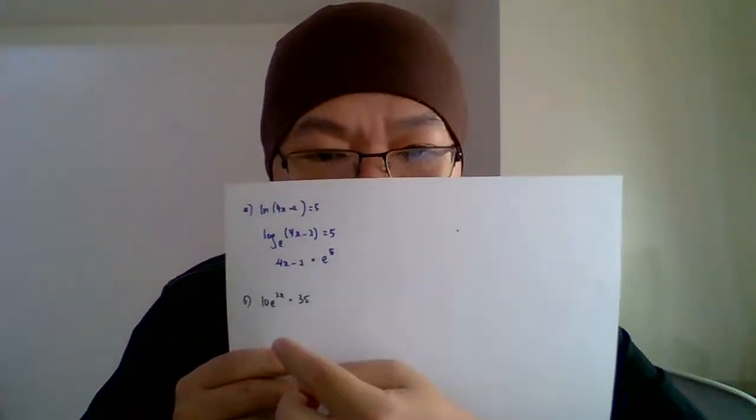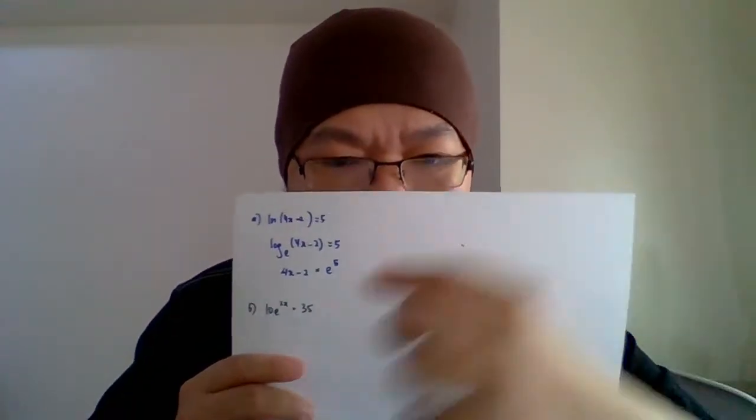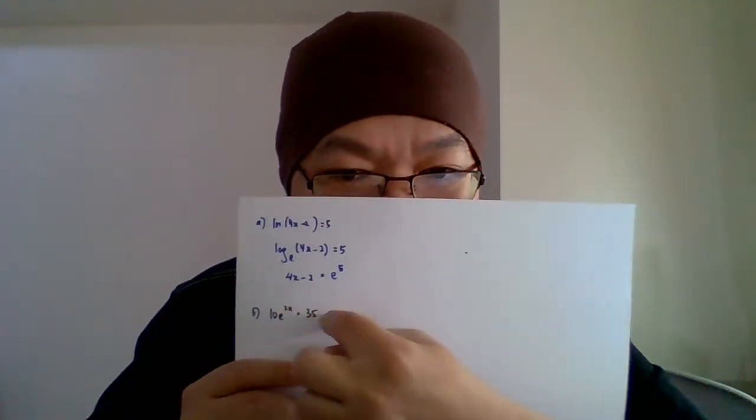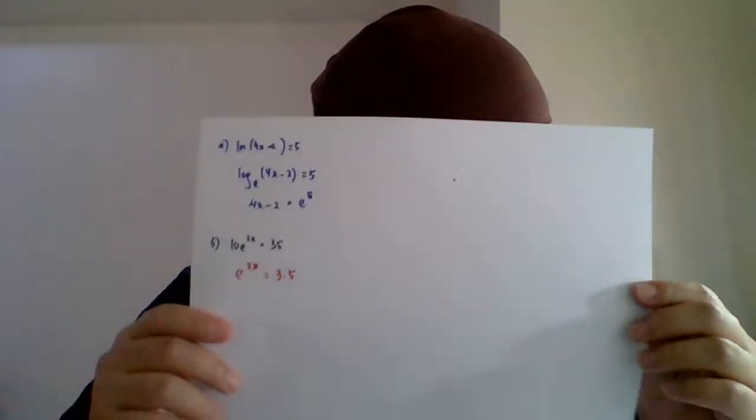Okay, how about B? 10 e power of 2x equals 35. This one is very easy to solve because you see 10 and 35, they are numbers. First step, you need to regroup the numbers. So 35 divided by 10, right? When 10 moves to the right side, it becomes divide. So it becomes 3.5. So the value here will be e to the power 2x equals 3.5. Right? This is what will happen.